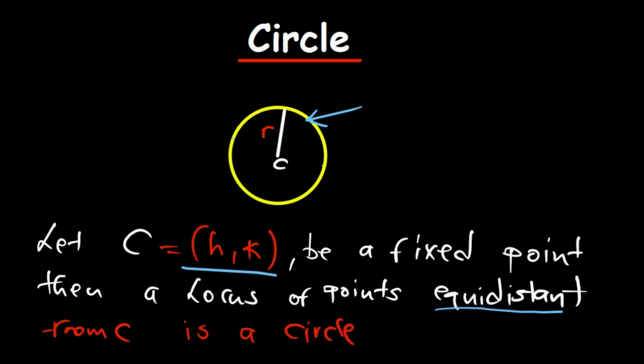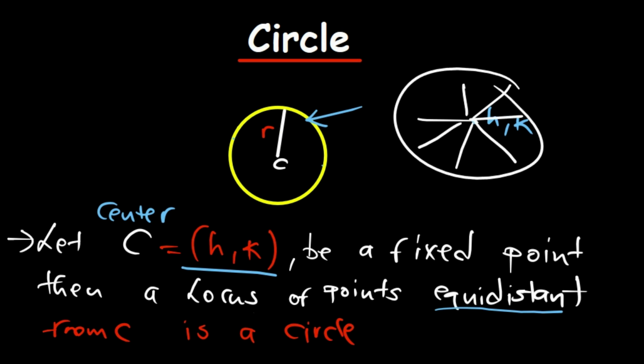So this is what a circle is. Let our center C be equal to h, k, a fixed point, then a locus of points equidistant from C is a circle. So if you've got a fixed point h, k, a set of points that are of equal distance to this point is what forms a circle. Okay, I hope you get the formal definition. Something very simple, something very basic, right?